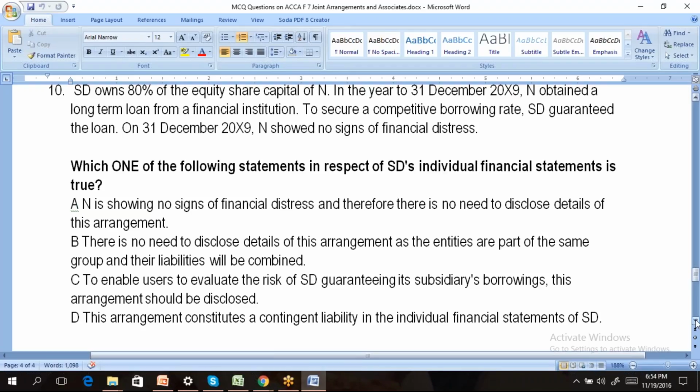This arrangement consists of a contingent liability in the individual financial statements of SD? No, right? Which one of the following is in individual financial statements? So the only one is C, enable users to evaluate the risk. This arrangement should be disclosed.